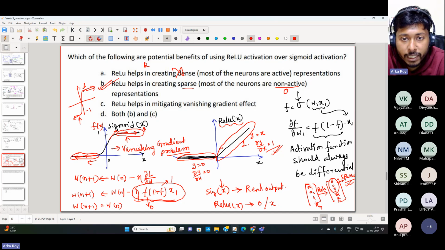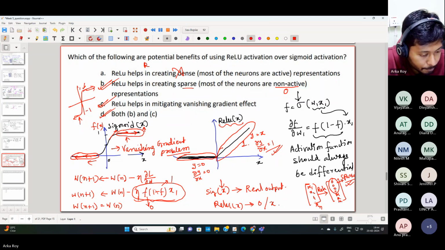ReLU helps in mitigating the vanishing gradient, and we have seen that yes, it helps in mitigating vanishing gradient to some extent, at least for the positive half side. So option C is correct. Therefore, option D is the correct option, both B and C. Any confusion for this particular question?